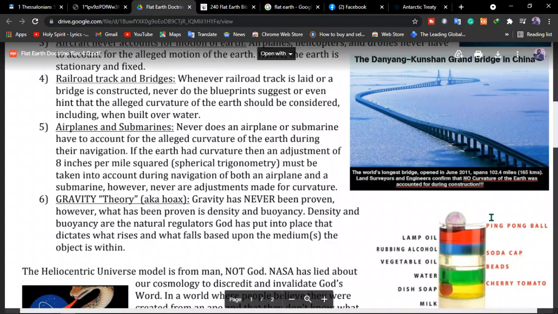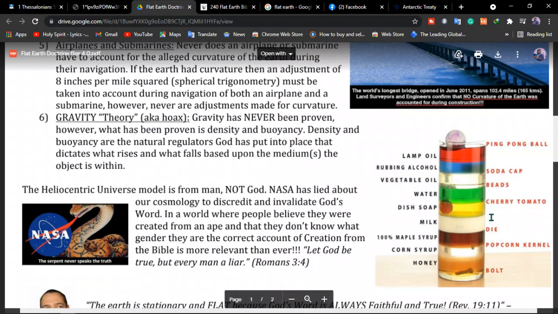Now, look at this example here. Depending on whatever has much weight, it will go down, and what has lesser weight will go up. Think about a bolt. This is some metal. It will go down because of the weight. Look at honey. It will go down. Corn syrup, popcorn kernel, maple syrup, dye, milk, dish soap, cherry tomato, water, beads, vegetable oil, soda, rubbing alcohol, lamp oil, ping pong ball.